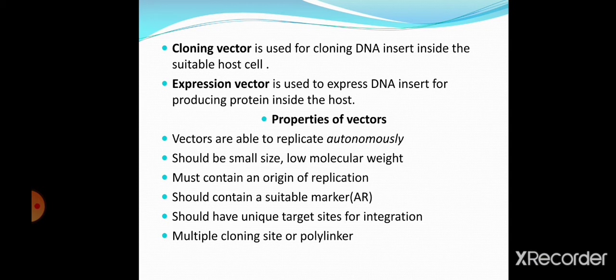Next, the vector should be small in size and of a lower molecular weight, that is less than 10 kilo base pair, so that entry or transfer into the host cell will be easy. Then it must contain an origin of replication, so that it can independently replicate within the host.